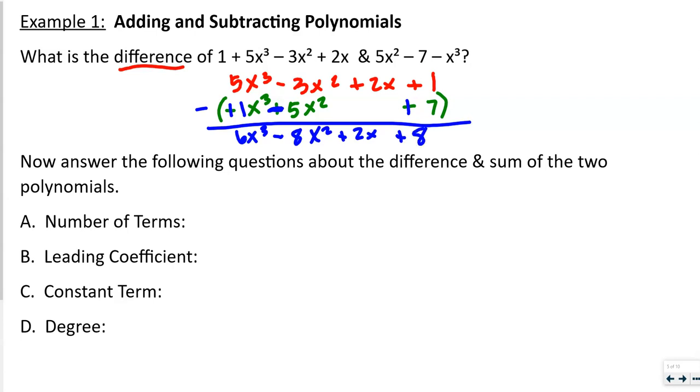So this one says, now answer the following questions about the difference in sum of the two polynomials. It says number of terms, so we have 1, 2, 3, 4 terms. The leading coefficient is the coefficient that's out front. That's this right here. So that's 6. The constant term is the number that has no x attached to it. And then our degree is going to be what the highest exponent is, the biggest exponent. Okay, so this is going to be a third degree polynomial.